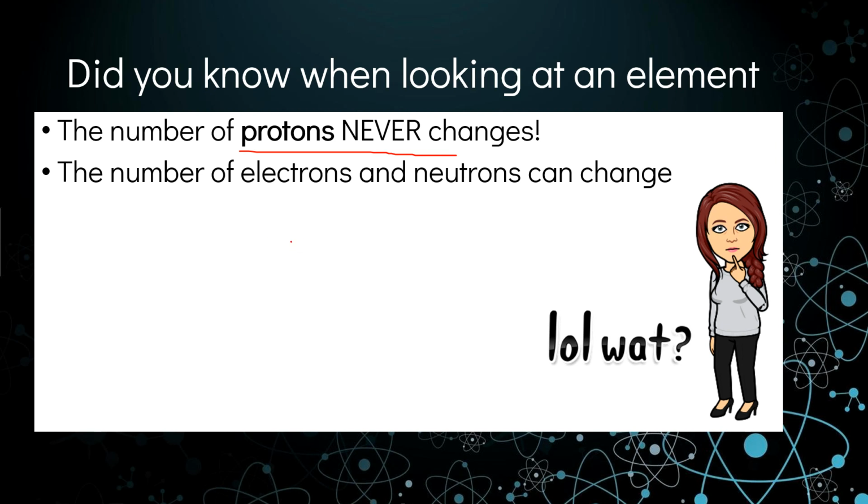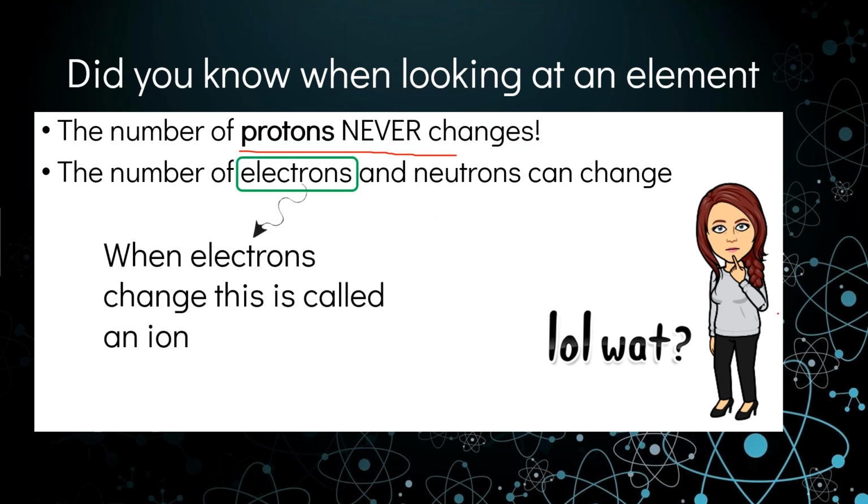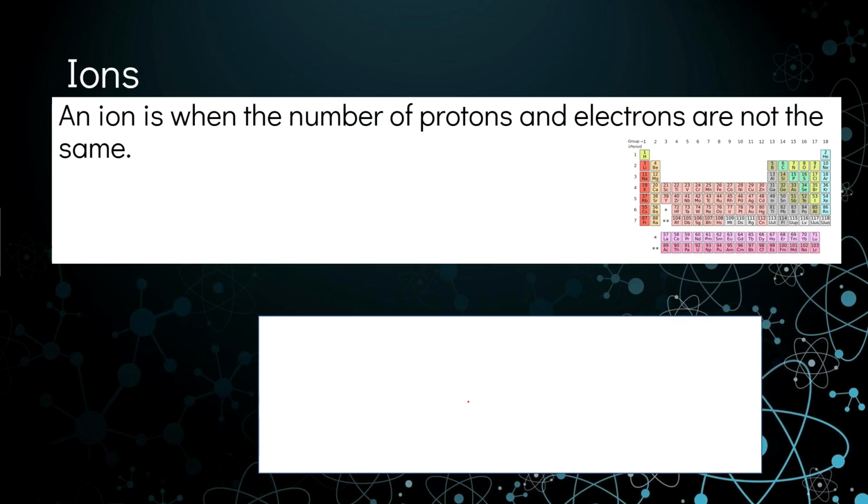However, something crazy is going to happen and blow your mind. Electrons and neutrons can change. If I change my electrons, that means I am now making an ion. I know, shocking. You're welcome. So you're probably wondering, what's an ion, Mrs. Carter? Oh, I got your back. Don't worry. An ion is when the number of protons and electrons are not the same. That means they're not equal.